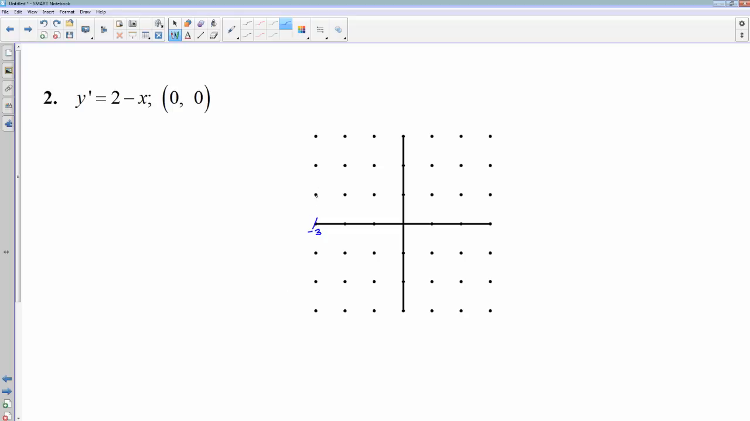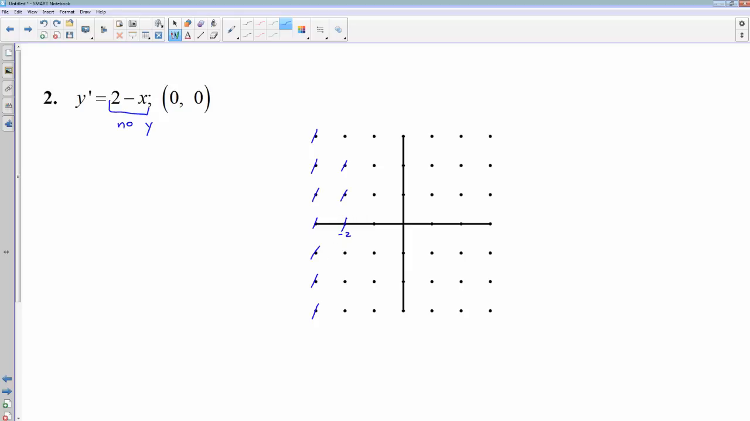Now if I move up, my x-coordinate is still negative 3, and there's no y in the differential equation at all. There's no y's, which means as I move up and down, my slopes are all going to be the same. So all the slopes right here are going to be 5. My slope is only going to change when my x changes. So when I move to negative 2, now my x has changed. 2 minus negative 2 is positive 4. So now my slope's going to be 4.